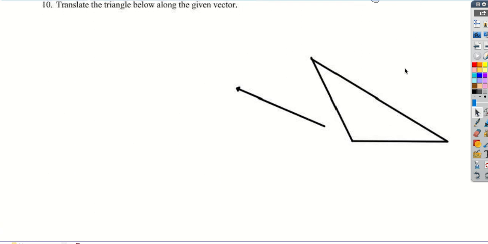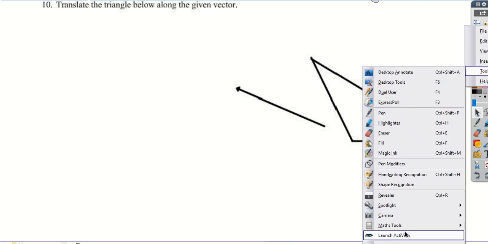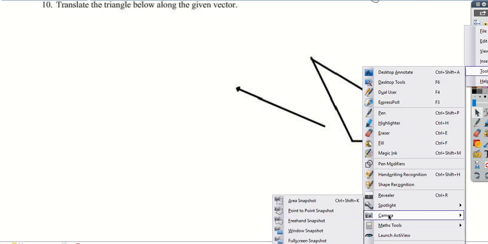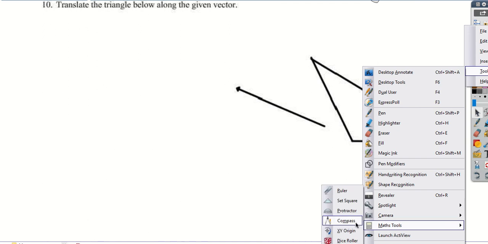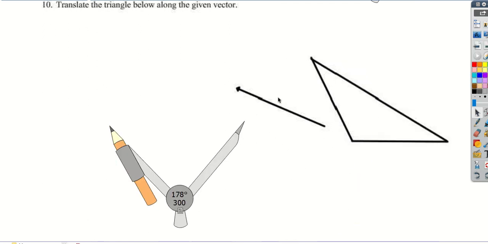All right, so we're going to take a look today at how to do a translation. So what you're going to need here is a compass. To do a translation, we are essentially going to draw some circles. The first circle we're going to draw is around every point that we want to translate. So we're going to draw a circle around these 3 points, okay?